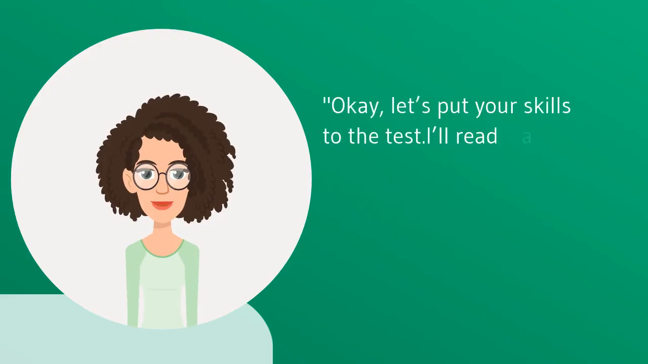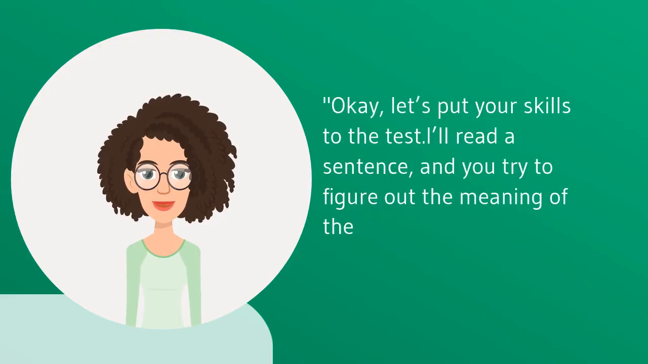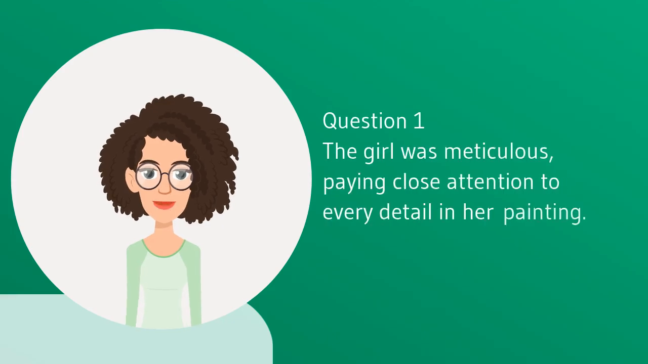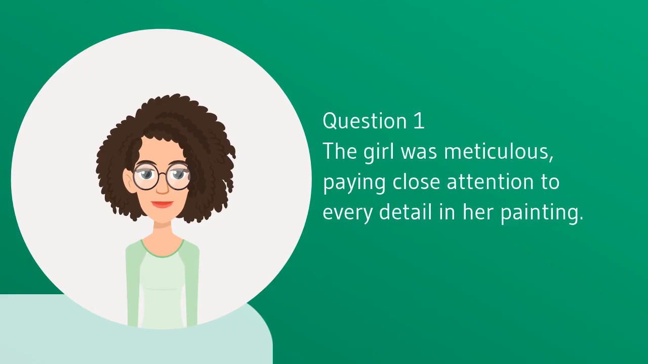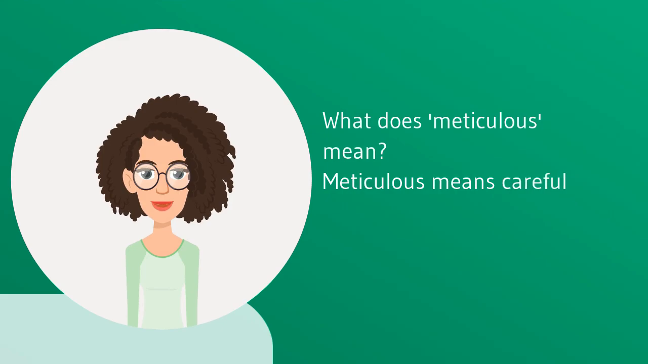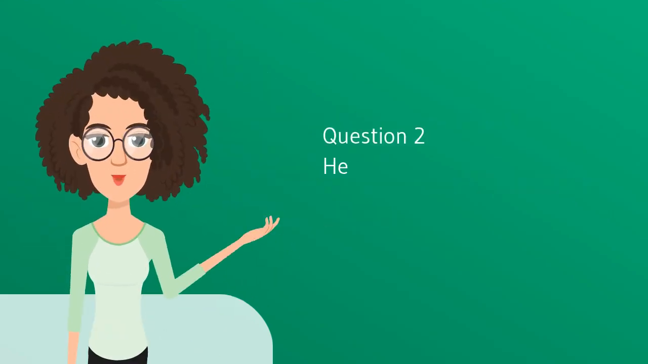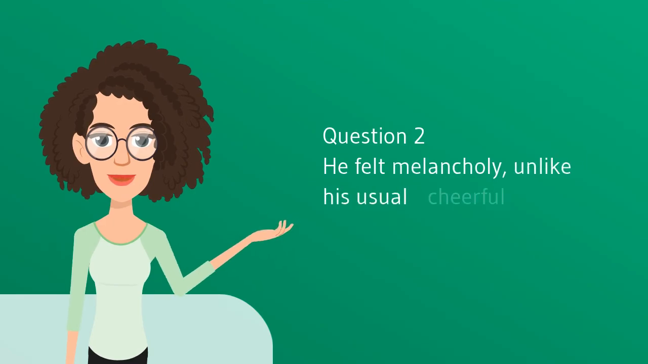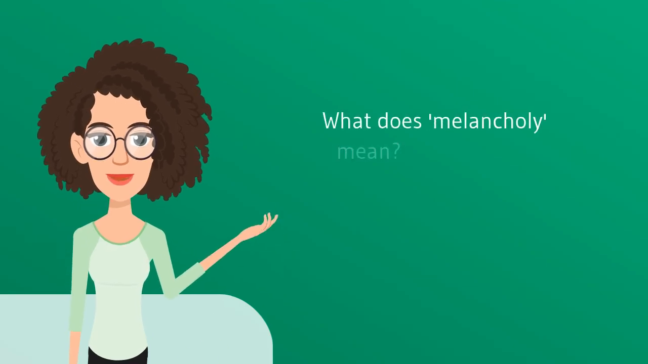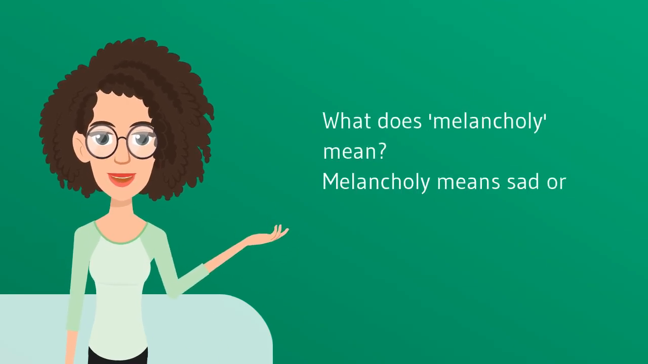Okay, let's put your skills to the test. I'll read a sentence, and you try to figure out the meaning of the bolded word. Question 1. The girl was meticulous, paying close attention to every detail in her painting. What does meticulous mean? Meticulous means careful or precise. Question 2. He felt melancholy, unlike his usual cheerful self. What does melancholy mean? Melancholy means sad or gloomy.